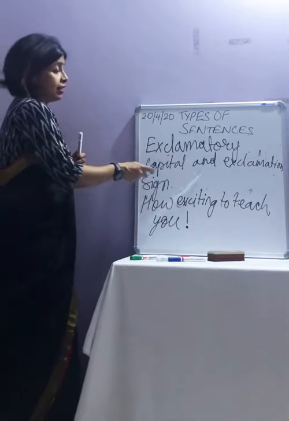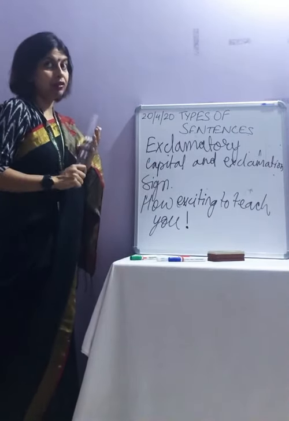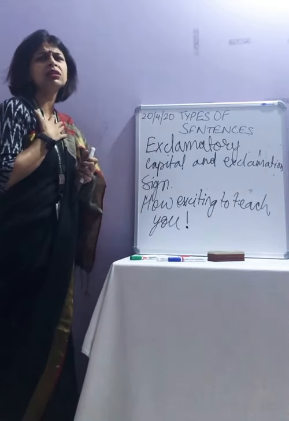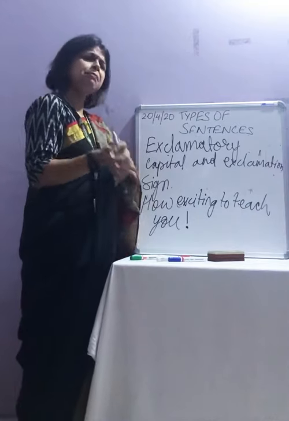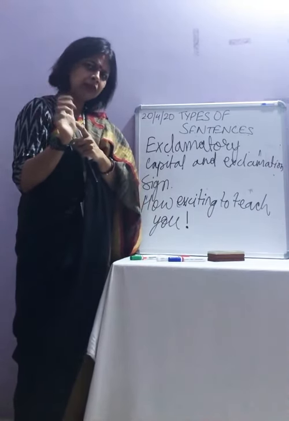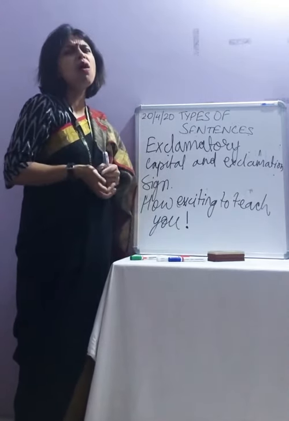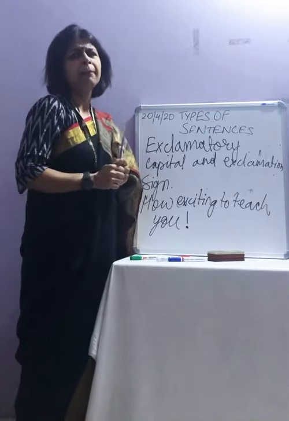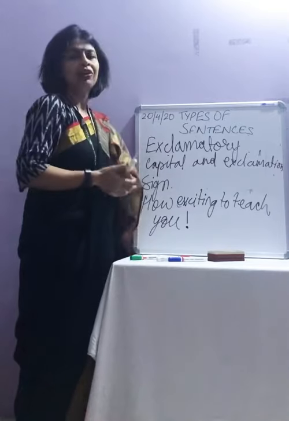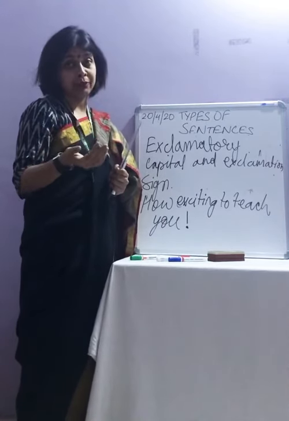So, what is an exclamatory sentence, children? An exclamatory sentence will express something with a strong feeling. Oh, I got hurt so badly in my thumb. I injured my thumb and the palm. So that's how you express. Ouch! I hurt my palm. Ouch! I hurt my finger. Alright, so these are strong feelings where you are expressing pain.